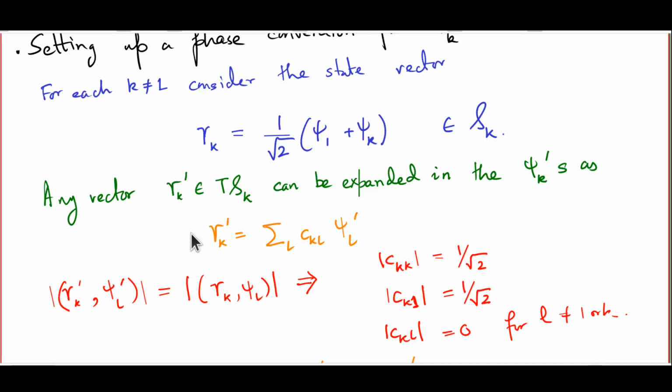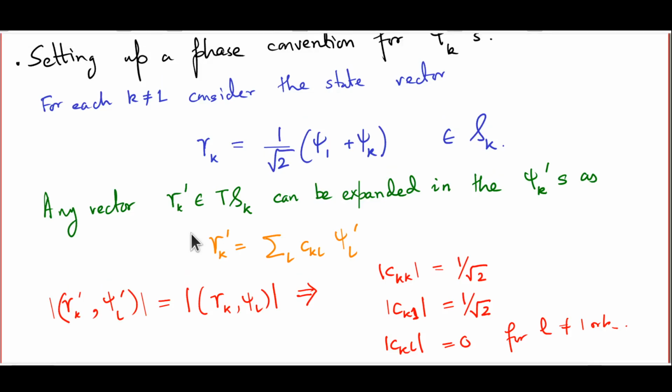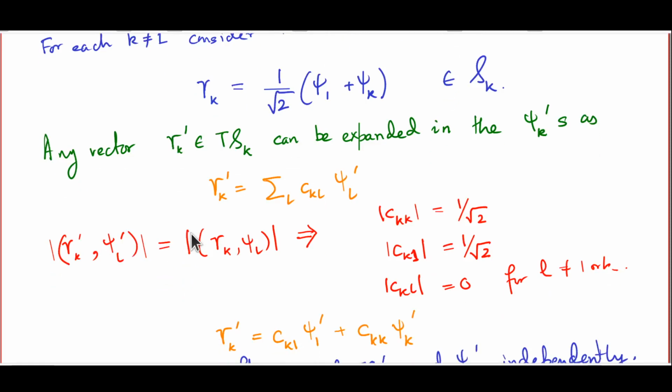So all we have used is that c_kk, which is just the inner product of epsilon prime k with psi prime k, must have the same magnitude as the inner product of epsilon k with psi k, which we know is 1 by root 2. And the same goes for c_k1 as well as c_kl, where l is neither 1 nor k. So rather than a sum over all the psi prime l's, this epsilon prime k can be written down as a superposition of just psi prime 1 and psi prime k with coefficients c_k1 and c_kk respectively. And what we know so far is that the magnitude of these two coefficients c_k1 and c_kk have to be 1 by root 2. But so far we have no clue about exactly what c_k1 or c_kk has to be.